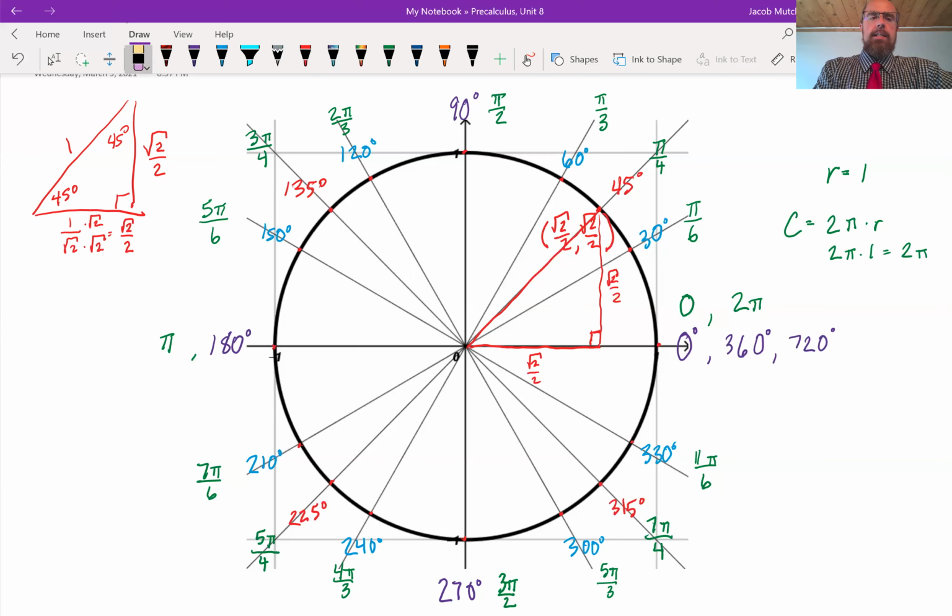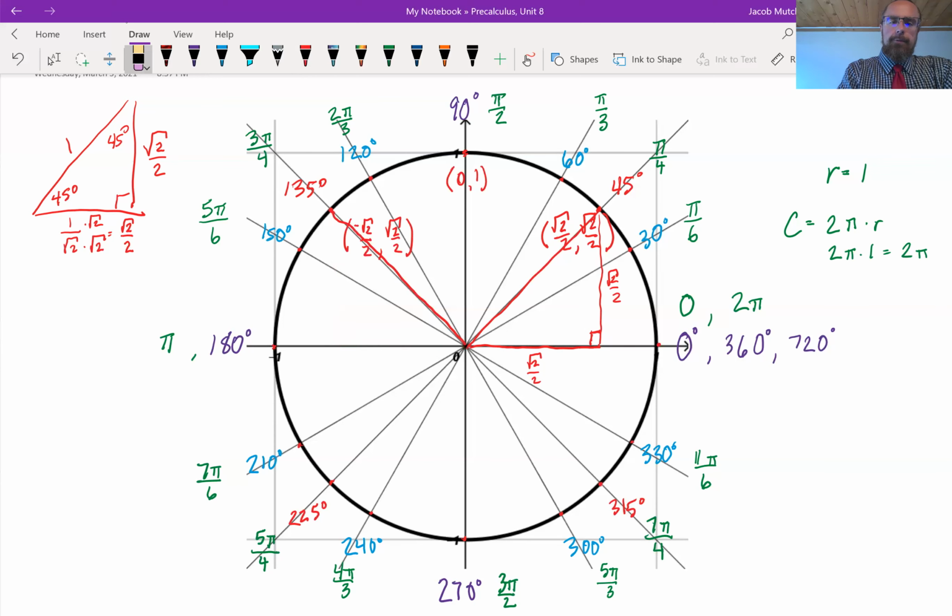Now I can use that idea to mark the other coordinates. So I'm going to go to the 90. That one I can mark exactly as 0, comma 1. Over here at 135, if I draw in that 45, 45, 90 triangle, it's got the same dimensions, but notice that because we're here on the negative x-axis, the x coordinate's going to be negative. So it's going to be negative square root of 2 over 2. Y coordinate's still positive, square root of 2 over 2.